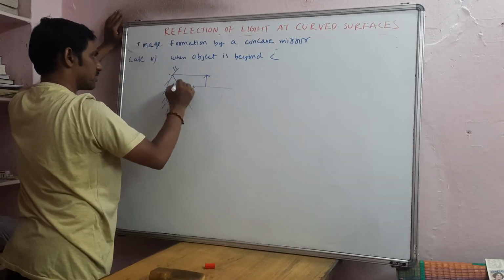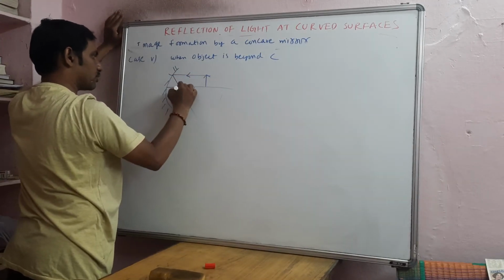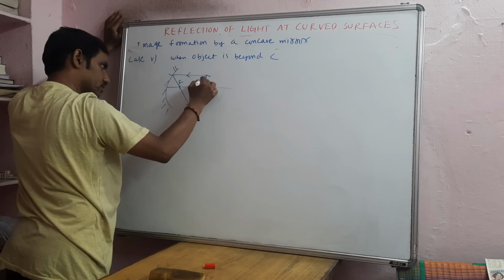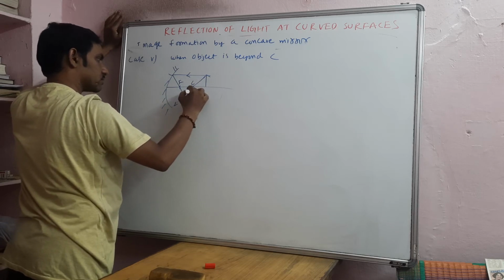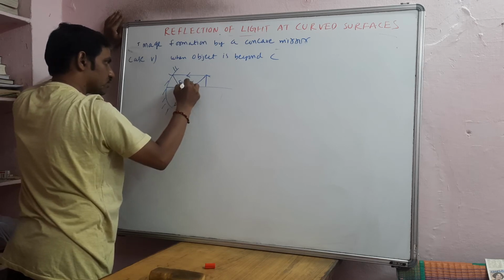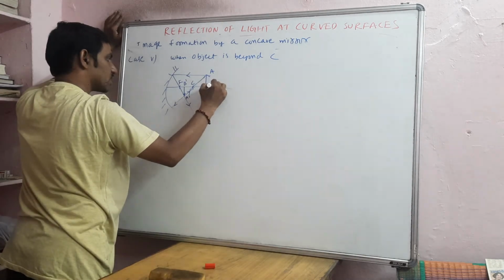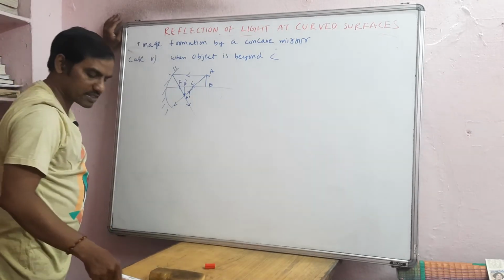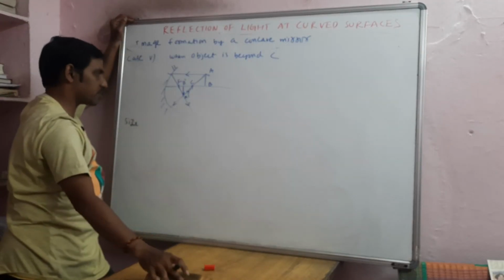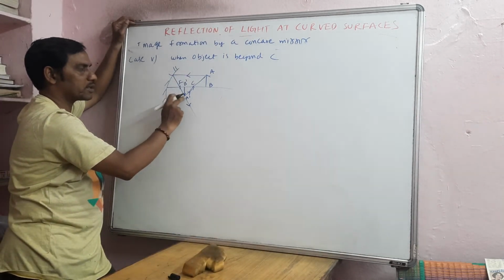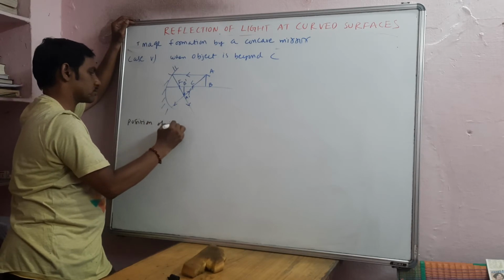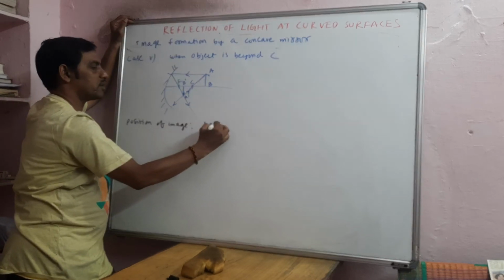Between C and F means the light ray which is coming parallel to the principal axis will go like this. This is F, and the light ray which is going through C will retrace its path. So here you will get the image like this. This is A dash B dash. The image is appearing smaller than the object. Between size and position of image, the position of the image will be between F and C.